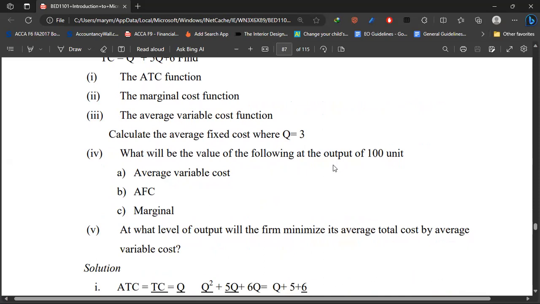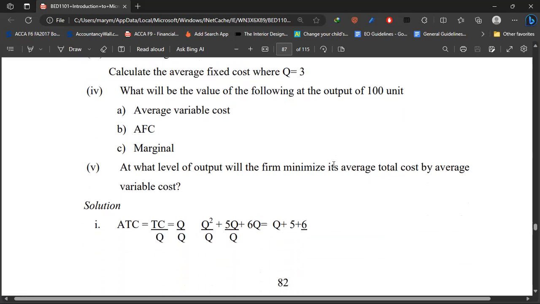Then the other one, we're being told, what will be the value of the following at the output of 100 units? A, we have the average variable cost. B, the average fixed cost. C, we have the marginal cost. Then we have number 4, where we are being told, at what level of output will the firm minimize its average total cost or average variable cost? We shall be able to look at that.